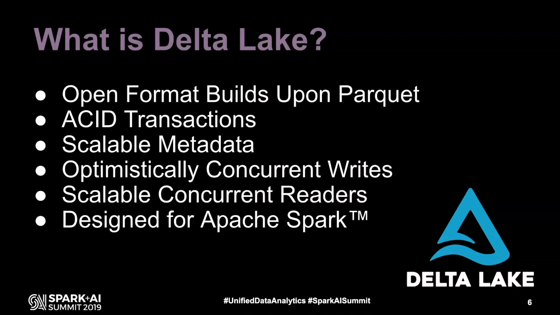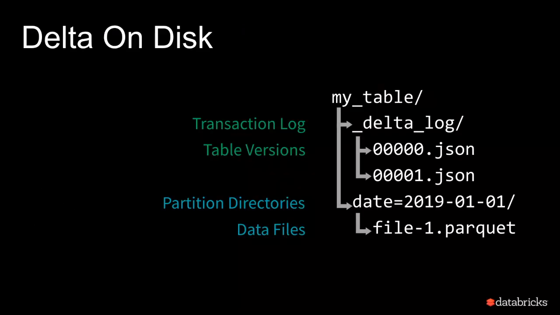And then it uses an optimistically concurrent write protocol to determine whether or not two transactions conflict. And then the nice thing is that it gives you essentially infinite scalability on the reader side as well. So you can have hundreds or thousands of readers all consuming the same delta table. And it's not the metadata that's going to be a bottleneck. It's merely whether or not your storage can tolerate that many readers. And of course, it was designed for Apache Spark directly.